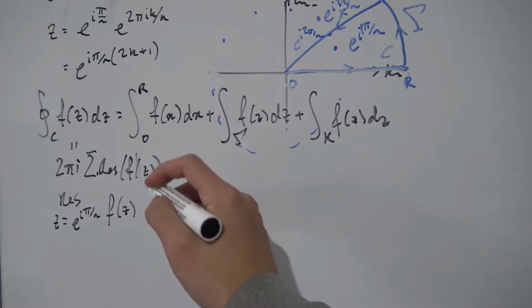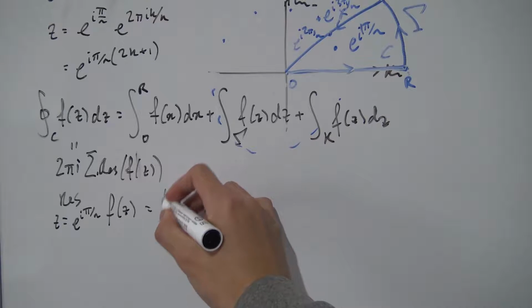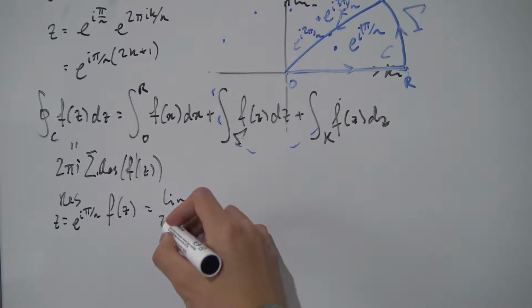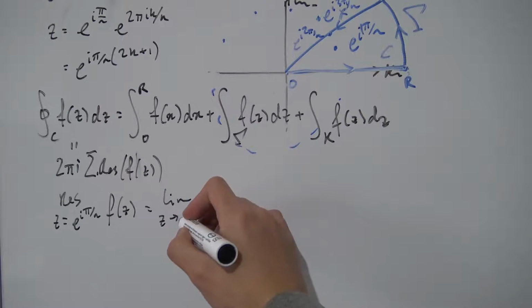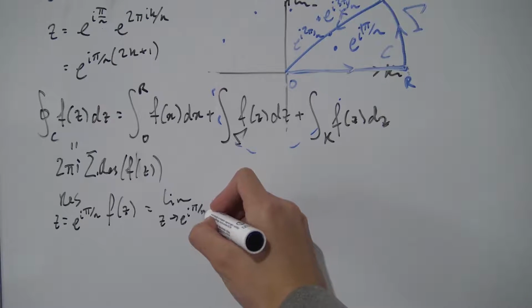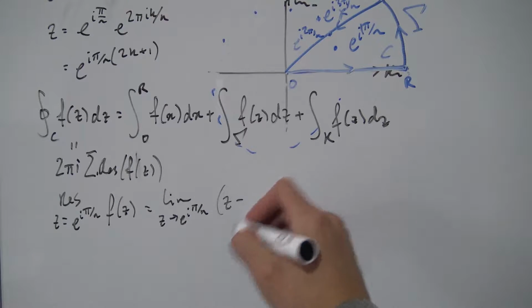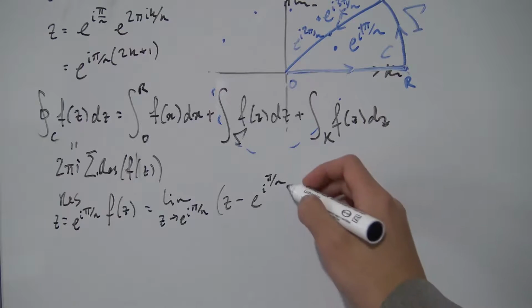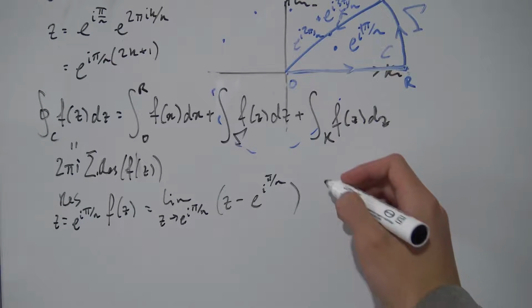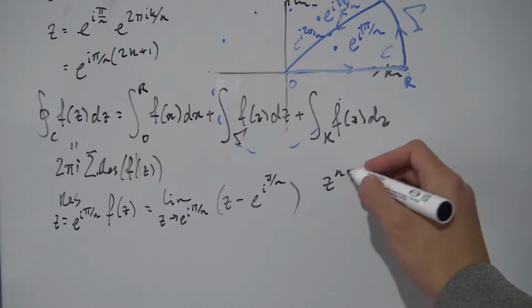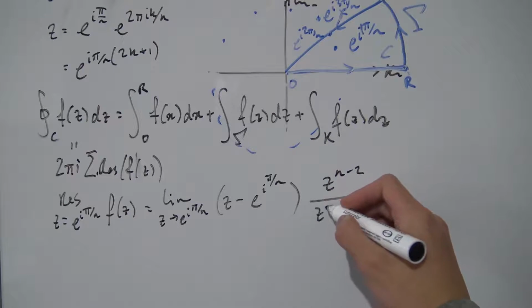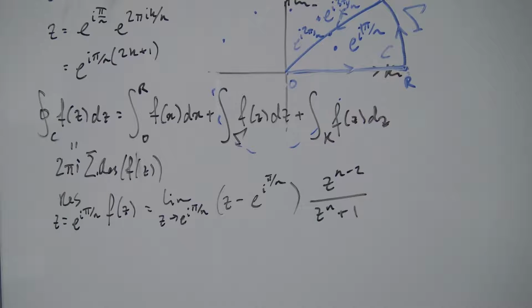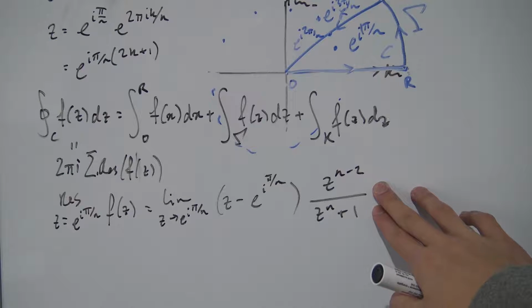Well, we can use the definition of the residue, and that's exactly the limit as z approaches this pole, e to the i pi over n, of z minus this pole, so z minus e to the i pi over n, and then we have to multiply it by f of z. And remember, f of z we defined as z to the n minus 2 over z to the n plus 1. So now we have to evaluate this limit right here.